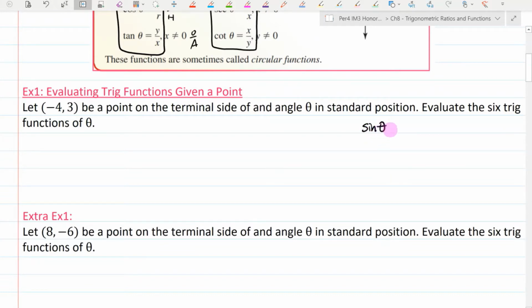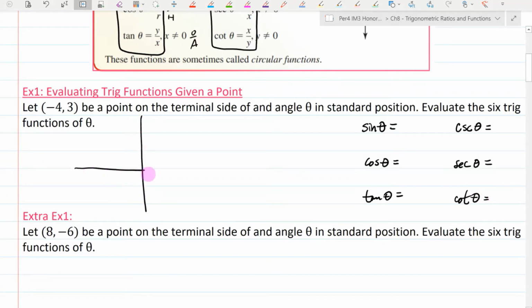So sine theta, cosine theta, tangent theta, and then cosecant, secant, and cotangent theta. So we have the point -4, 3. So -4, +3. And we always make the right angle on the x-axis, no matter what. So make the right angle on the x-axis. Next, we will be using this triangle.